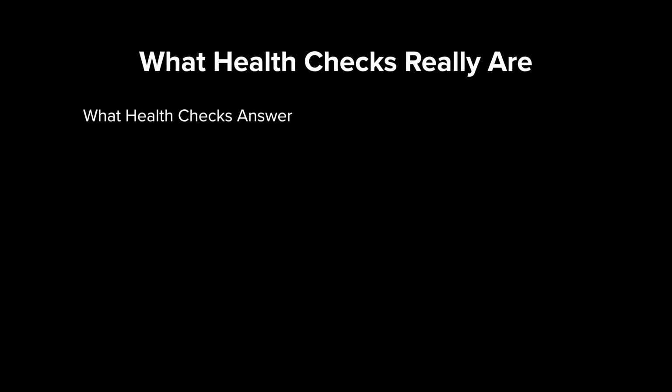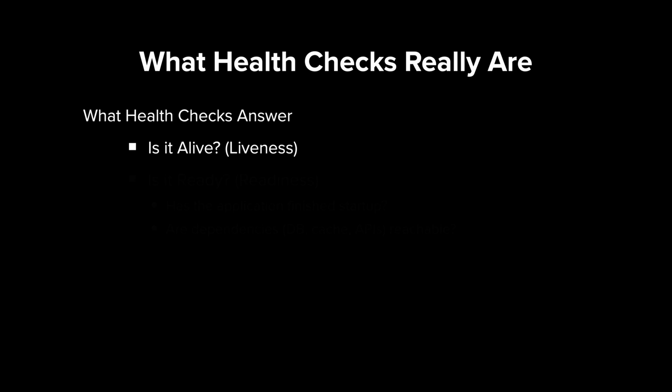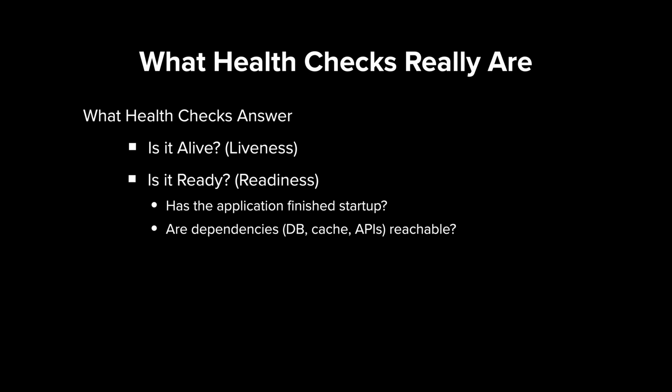At a high level, health checks are simply trying to answer a few key questions about a system. First and the most basic question, is it alive? This is the simplest level of health. The check verifies whether the process is actually running and whether the service is responding at all. If this check fails, it usually indicates a serious problem: the process crashed, the container exited, or the service is completely unresponsive.